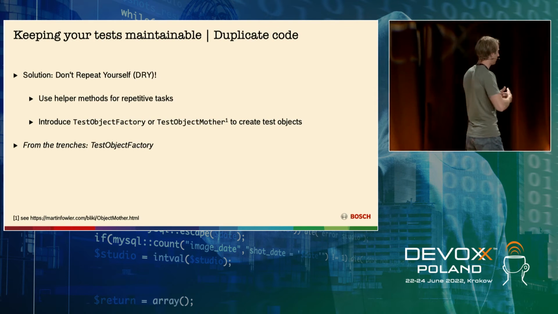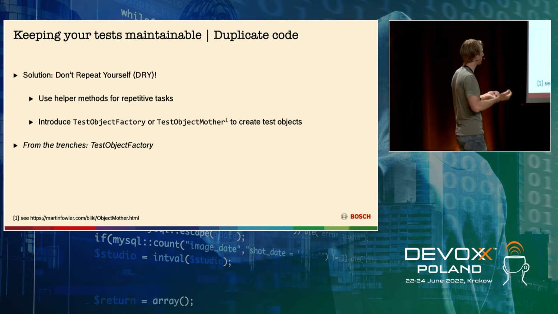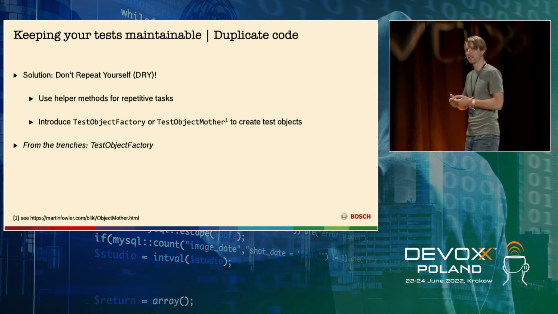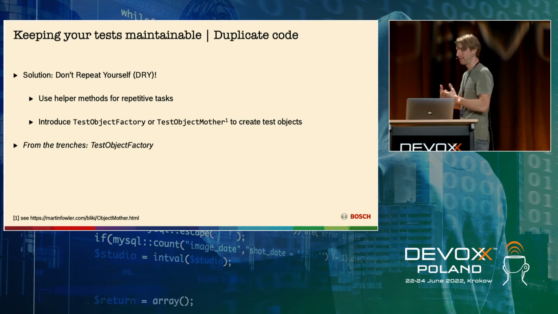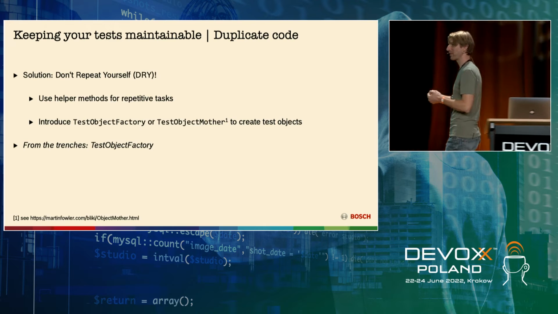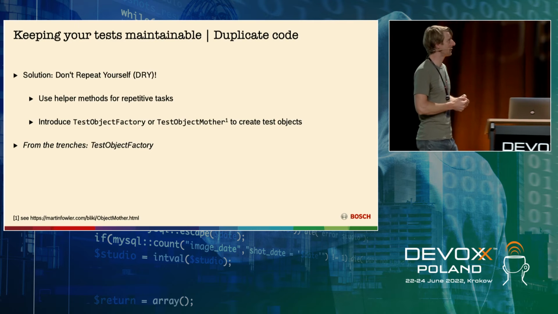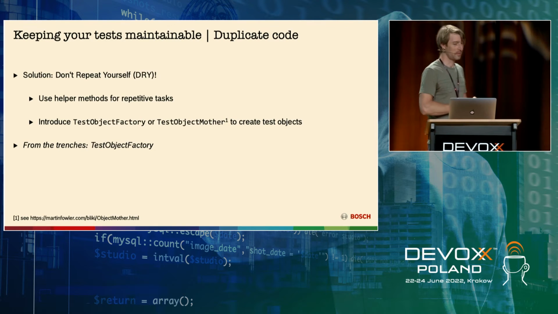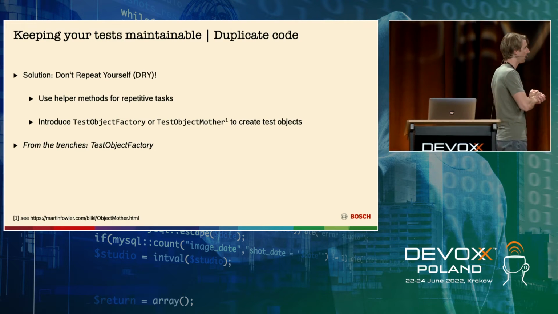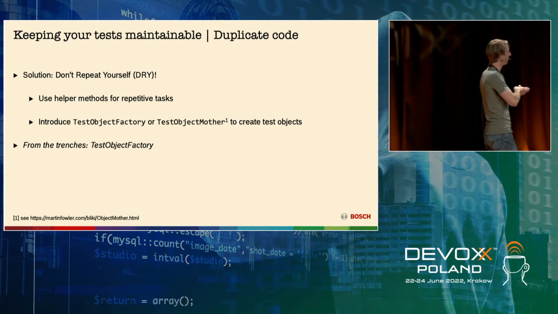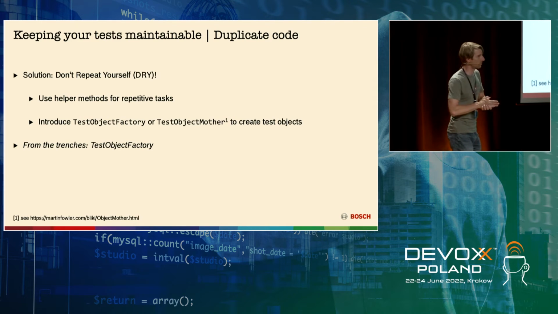Everybody knows methods, but it's actually quite surprising how few people use them when they write their test code. I've seen this in quite a lot of places. So it's just interesting. I don't know why that is the case. But there are actually two helpful patterns you can apply here. One is a test object factory, and the other one is test object mother.